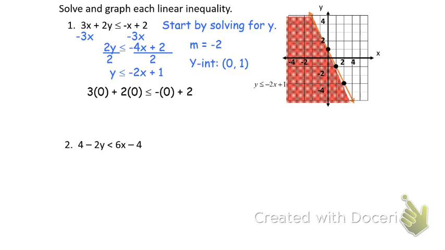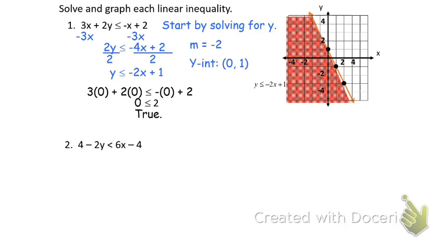And if I check it back into the original problem, x and y are zeros, if I test 0, 0, and I get 0 is less than or equal to 2. 0 is smaller than or equal to 2, which is a true statement. 0, 0 should be shaded, and if we look at our problem, that's what we did. We shaded where 0, 0 is, so our shading is probably correct.